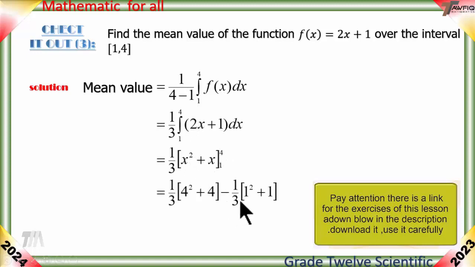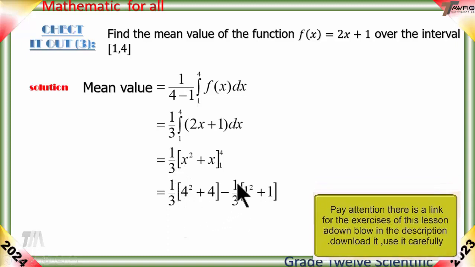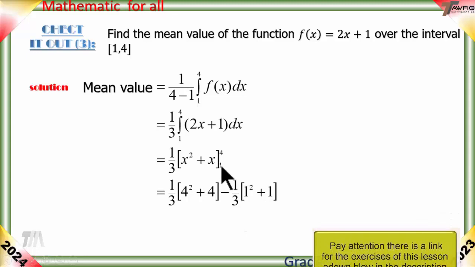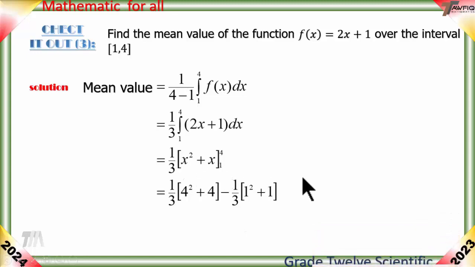Now substitute the value of 4: it becomes 4 squared plus 4, minus 1 over 3 times 1 squared plus 1. Be careful, every time rewrite 1 over 3, minus 1 over 3, when you are substituting the value in place of x. Simplifying, 4 squared is 16, 16 plus 4 is 20, so 20 over 3 minus 2 over 3. 20 minus 2 is 18 over 3, which is equal to 6.